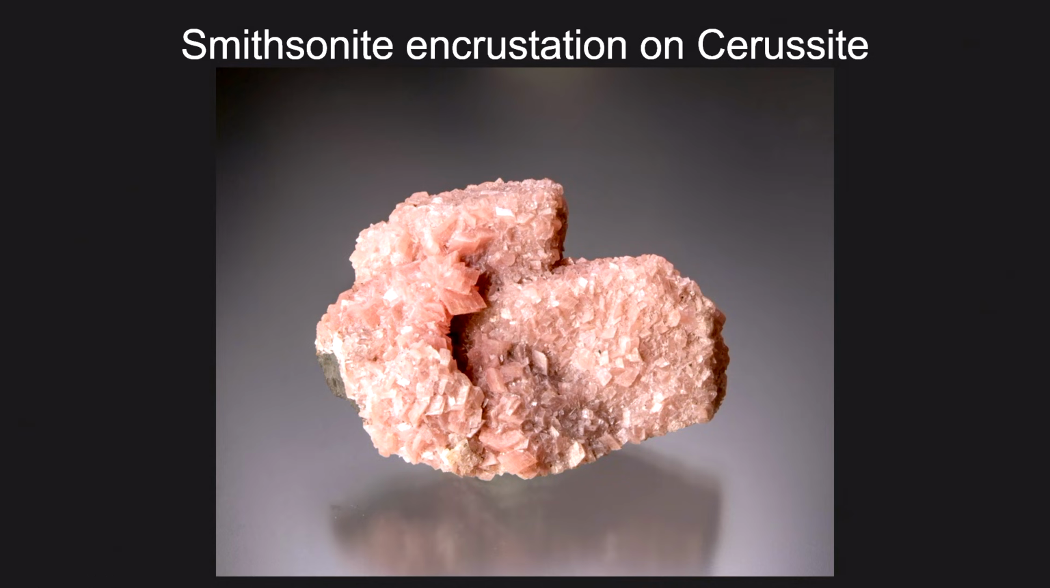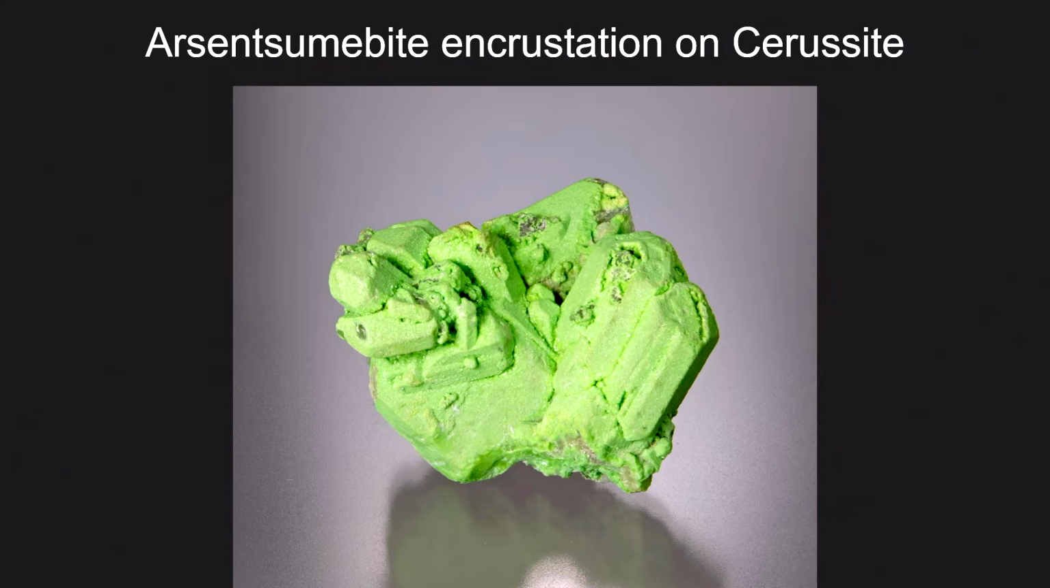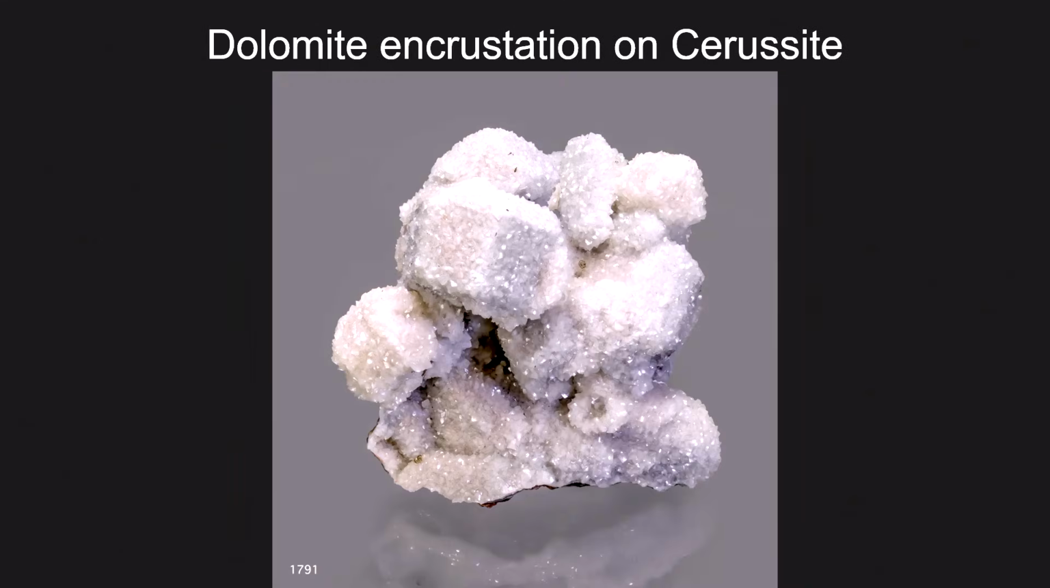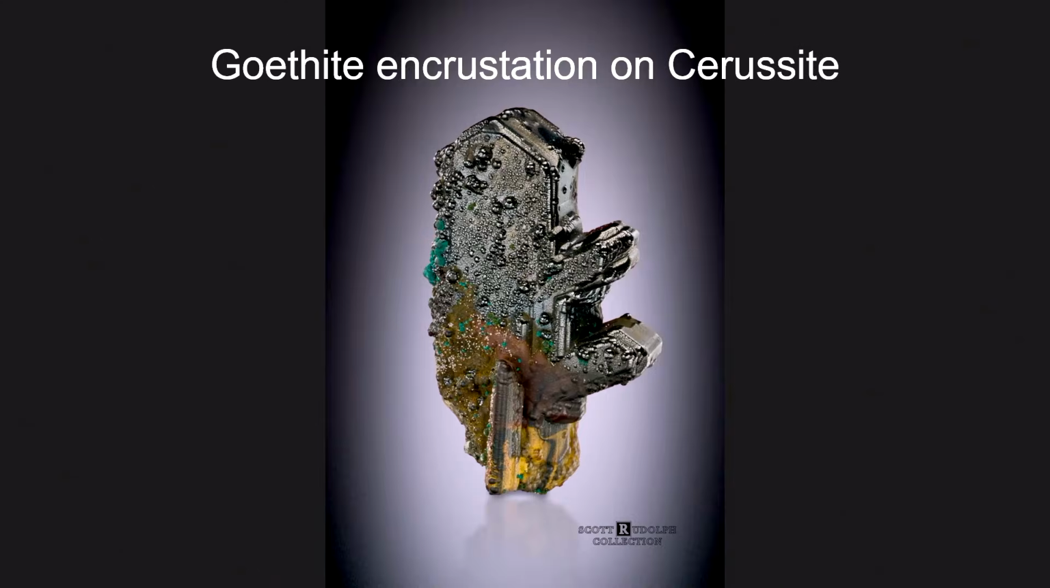And pink smithsonite even gets into the act coating cerussite in some cases. Here is cerussite that has been coated with arsine tsumebite. And here is a cluster of cerussite crystals that have been encrusted with a thick coating of needles of malachite. Here the cerussite has been coated with dolomite, and here goethite is coating a crystal of cerussite.